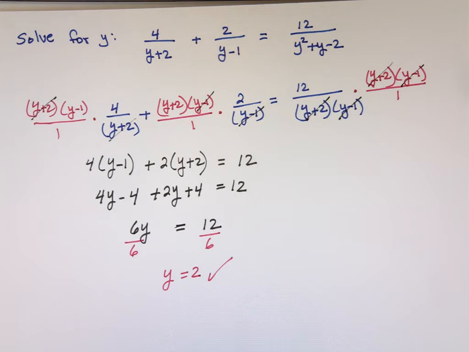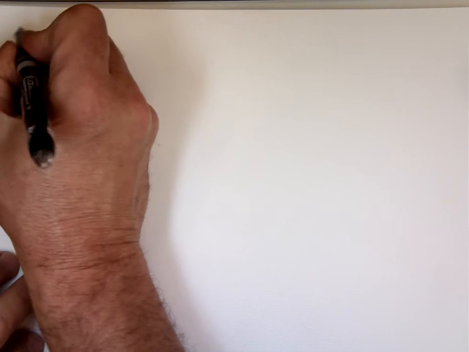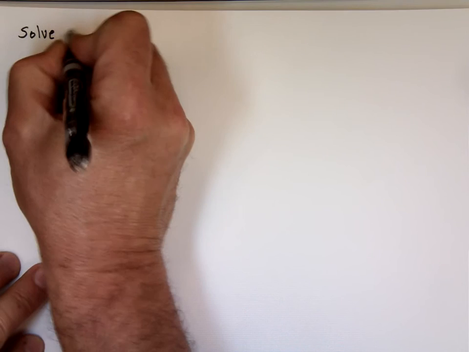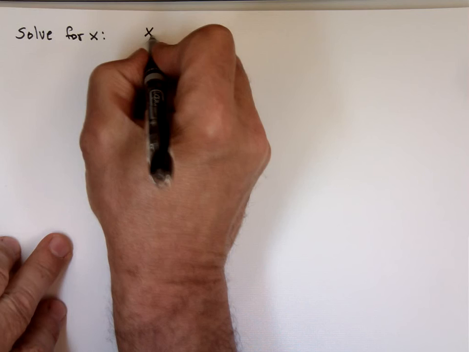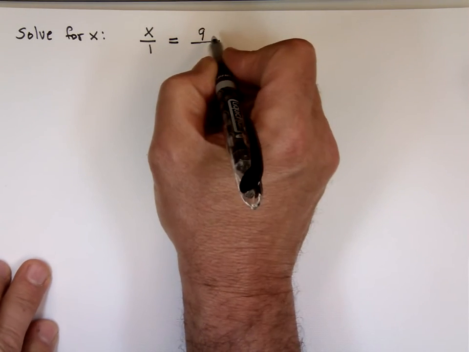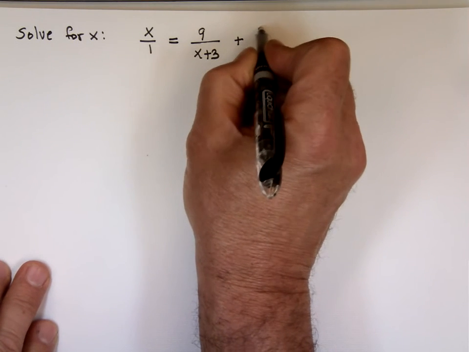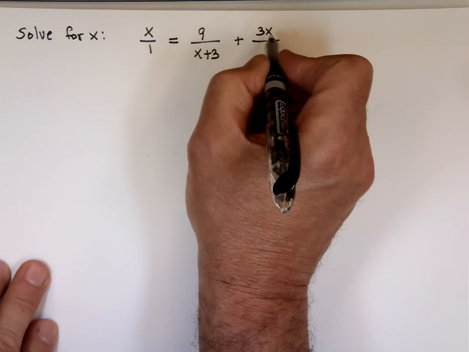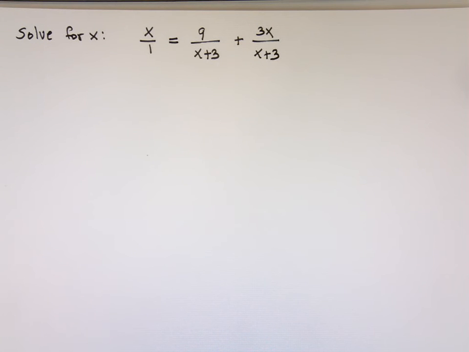Let's try one more. Solve for x. And this is x, or x over 1 if you want to, equals 9 over x plus 3 plus 3x over x plus 3. Well, the x is x over 1.